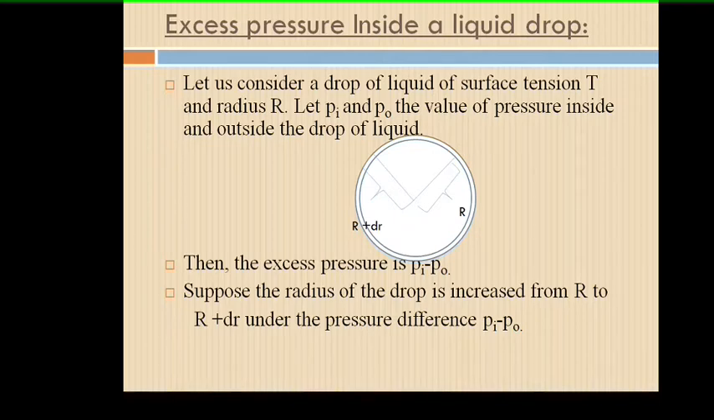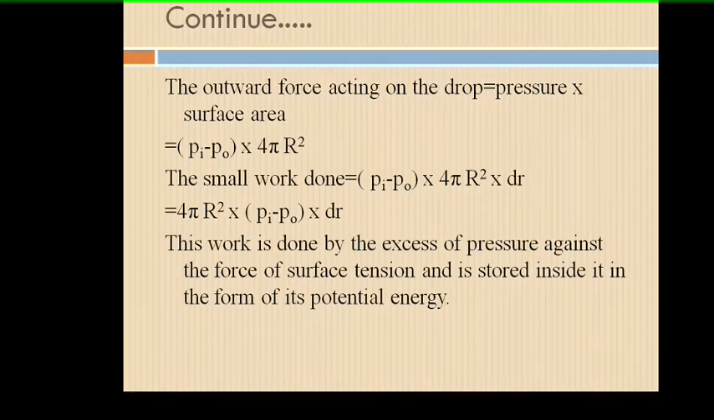Let us suppose that the pressure inside the liquid drop is Pi and the pressure outside the liquid drop is Po. Then the excess pressure will be Pi minus Po. Suppose the radius of the drop is increased from R to R plus dr under the pressure difference Pi minus Po, then the outward force acting on this drop will be pressure into surface area. So the excess pressure is Pi minus Po and the surface area is 4 pi r square. So some work has to be done.